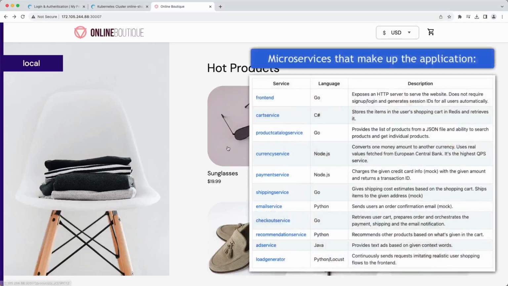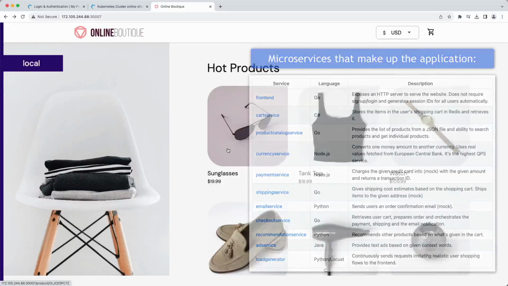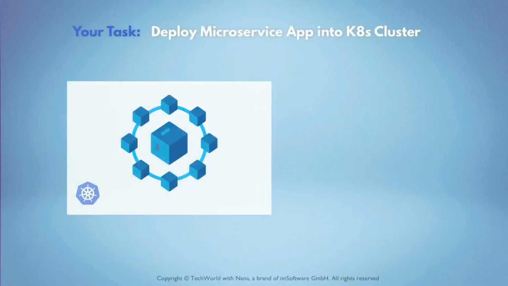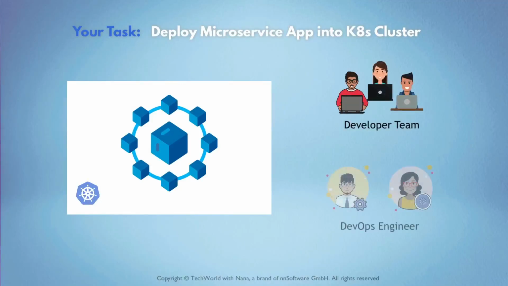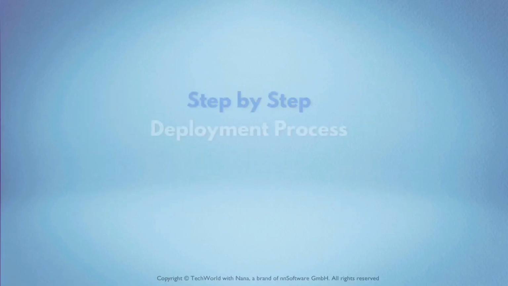So here we have an example microservices application for an online shop, and we need to deploy it into the cluster. In this case, either developers will give that task to a separate DevOps engineer team, or developers themselves are responsible for deploying it in the cluster. In both cases, let's see how the flow happens going through the deployment process step by step.